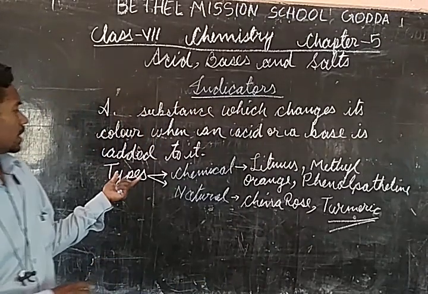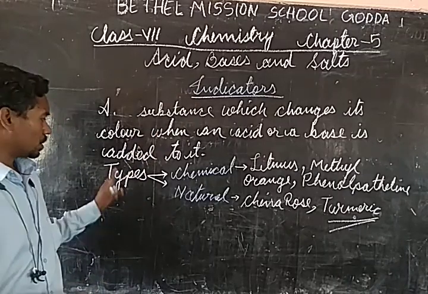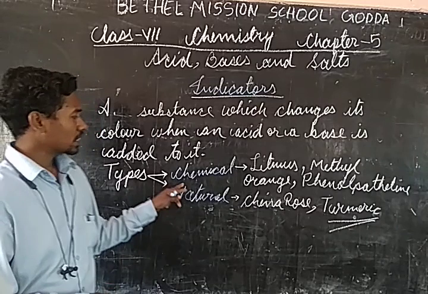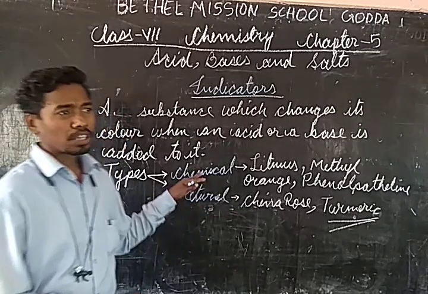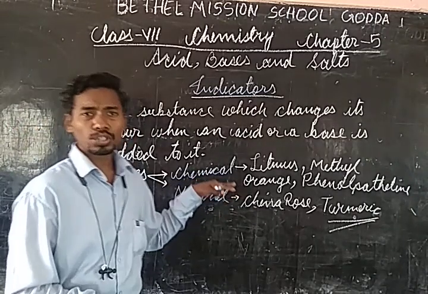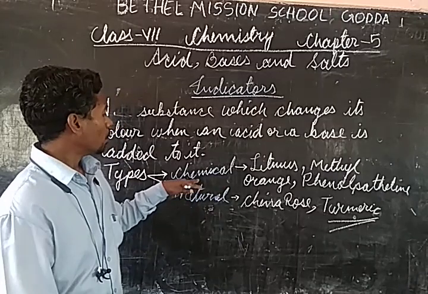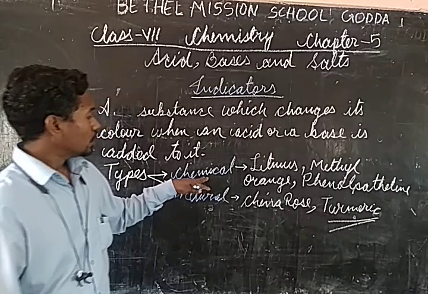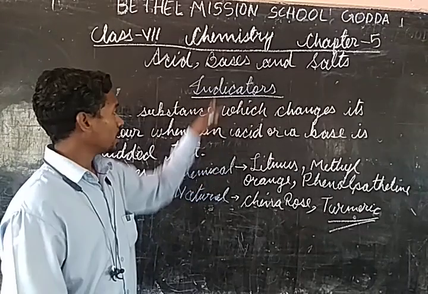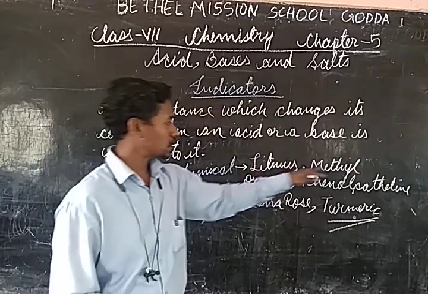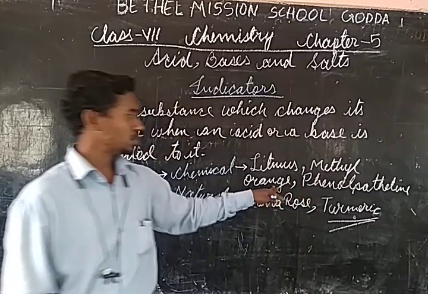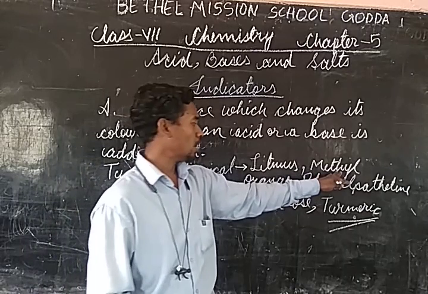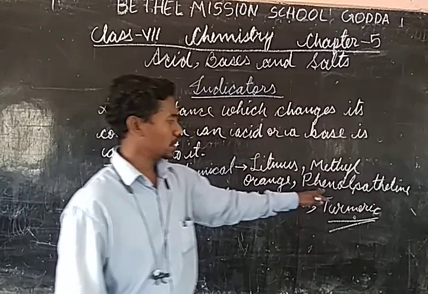So we will see the types of indicators. Indicators can be of two types: chemical and natural. Chemical means artificial, that we prepare in the lab. So this is chemical and natural. Chemical indicator examples are litmus, methyl orange and phenolphthalein.